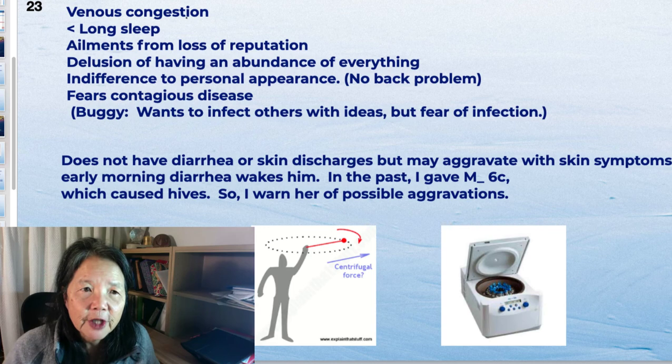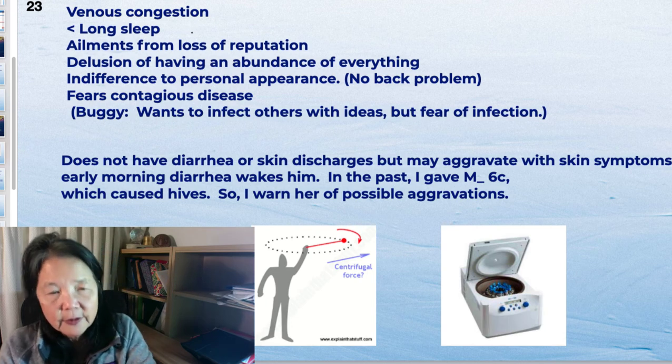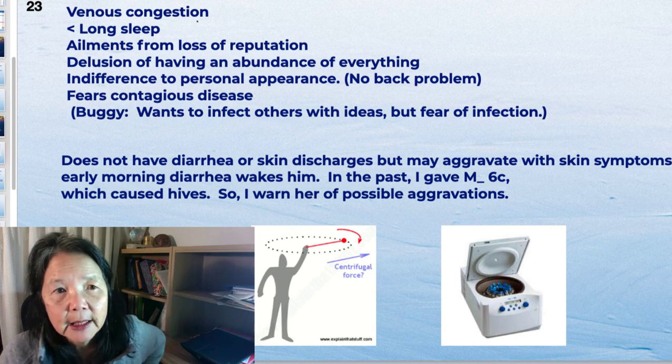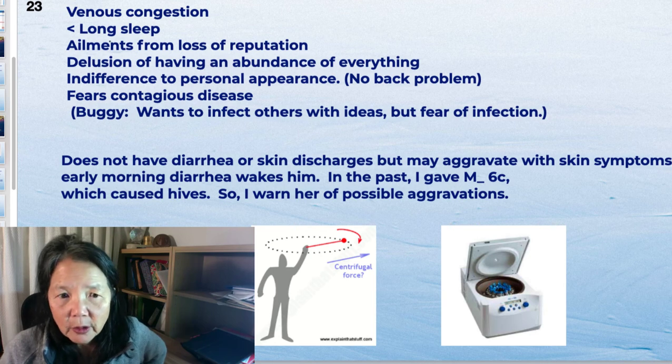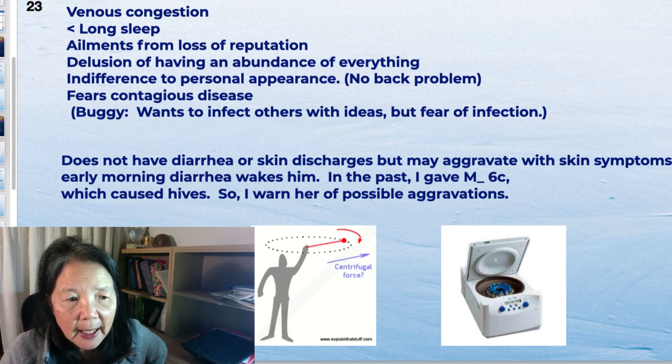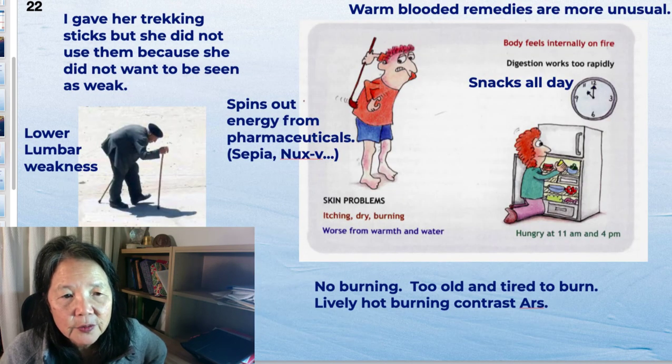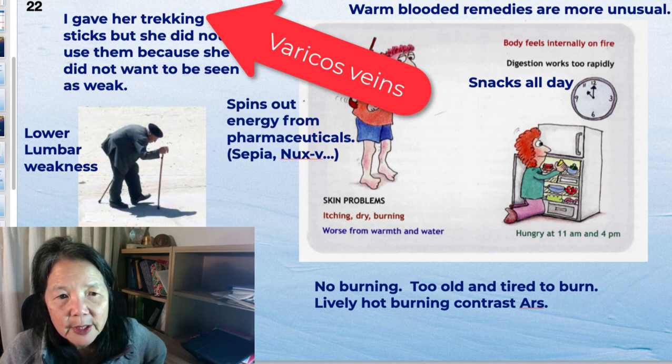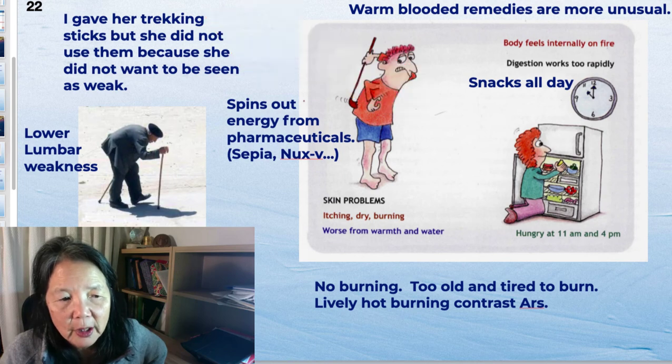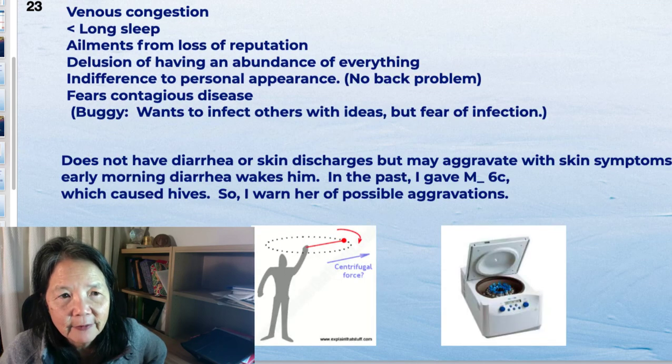Okay, so other things she had that are typical of sulfur is venous congestion. So she has veins that are swollen on her legs. And she sleeps a long time. This is typical. And ailments from a loss of reputation. So this, I can't use trekking sticks because people will think I'm weak. I have to portray myself as strong. This is that kind of feeling. I can't lose my reputation.